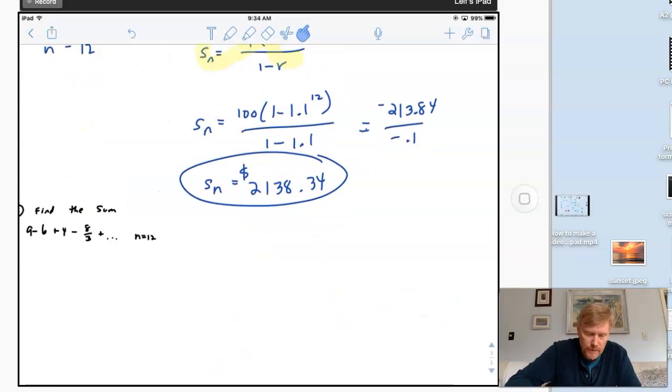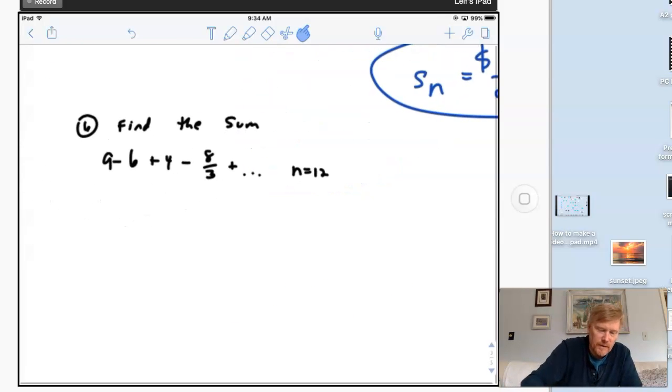Okay. All right. So next one. Number 6, find the sum.